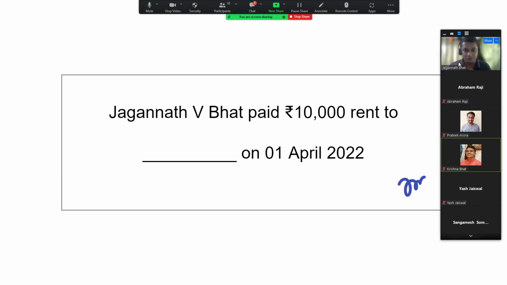And as for everything that we discussed here, always keep the proof in your hand in case the income tax department comes asking you. So yeah, other than that, any other doubt?